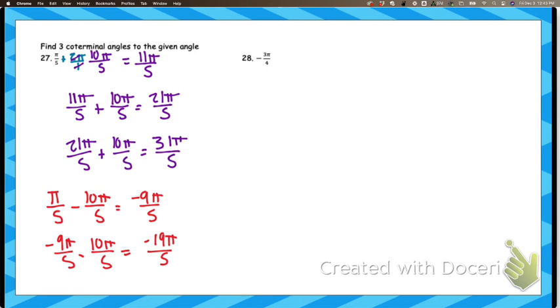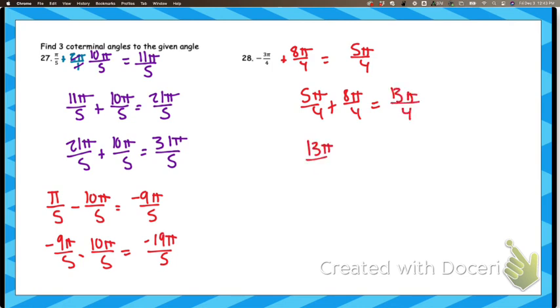All right, on this next one again, you can add 2 pi, but you have to get a common denominator. 2 pi is 8 pi over 4. Add across the top. There's your first coterminal angle. You can add 8 pi over 4 as many times as you want to get multiple coterminal angles. So keep adding or subtracting it in order to get more coterminal angles.